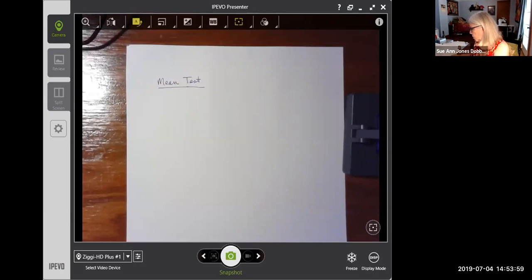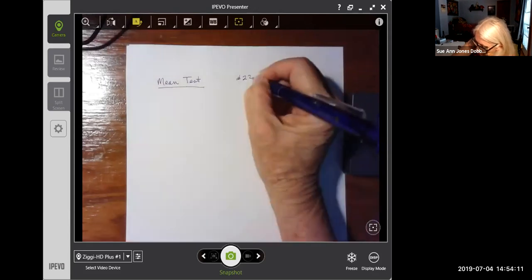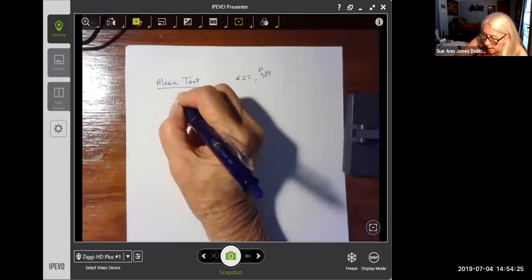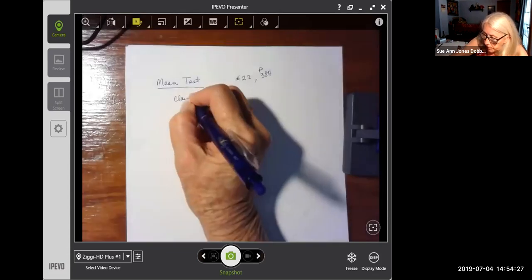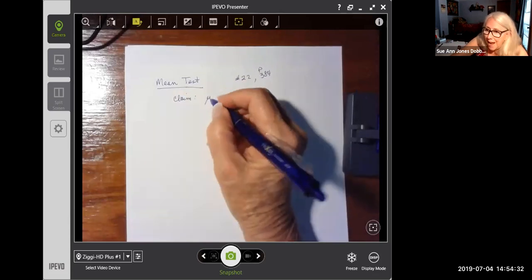Okay, so number 22 on page 384. And it says, a company claims that the mean battery life of their MP3 player is at least 30 hours. All right. So in writing the null and alternative, I write the claim symbolically. It was a mean, so it's going to involve mu, is at least.